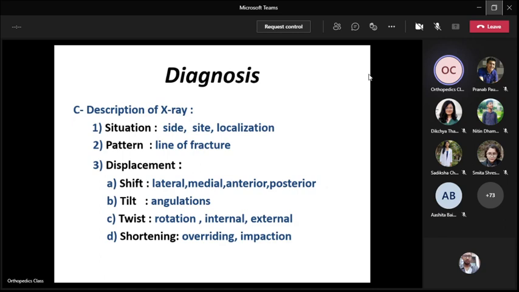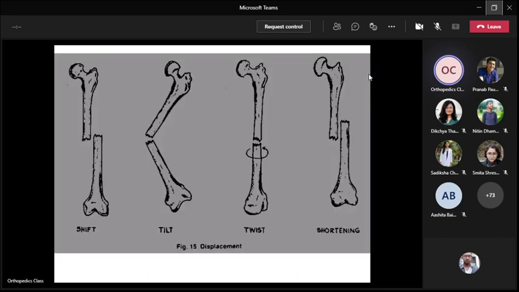That is shift. If there is an angulation, which I will show you in the next pictures, that is called angulation or tilt. Next, if rotation is there, that is twist. And if the fracture is overriding or impacted, that produces shortening. So these are all clinical conditions which you can describe after looking at the X-ray. So this is the example. You see that these are the displacements which may occur.